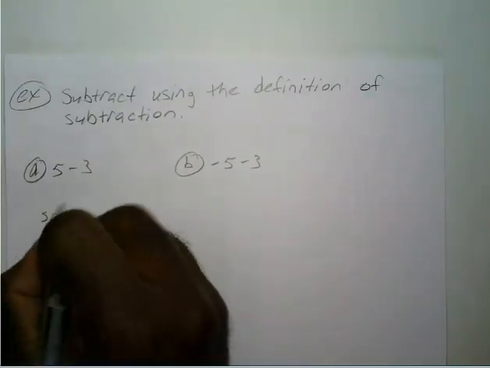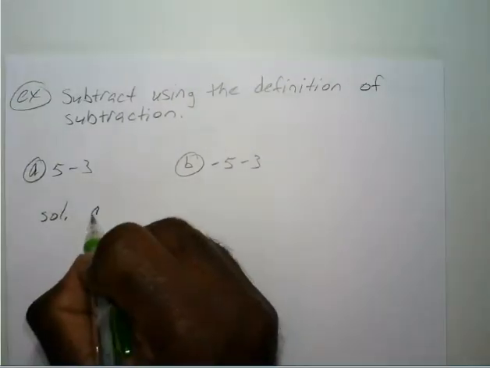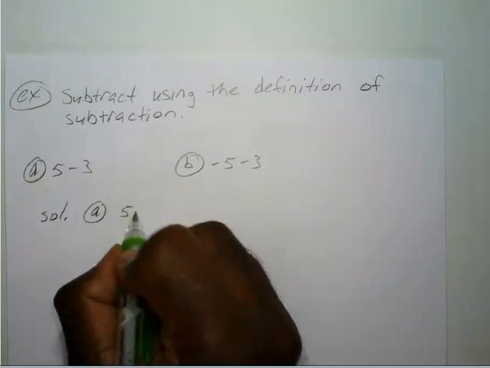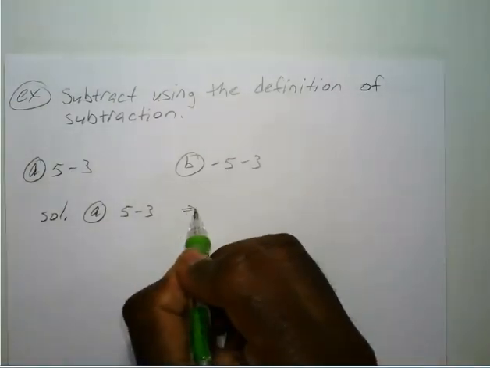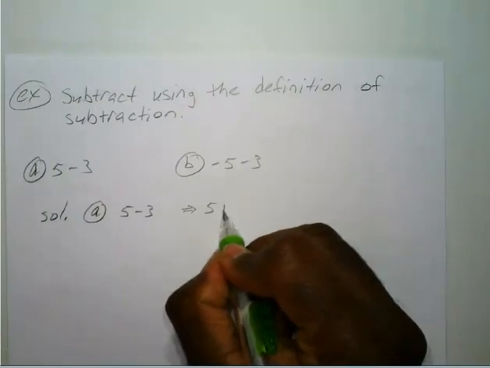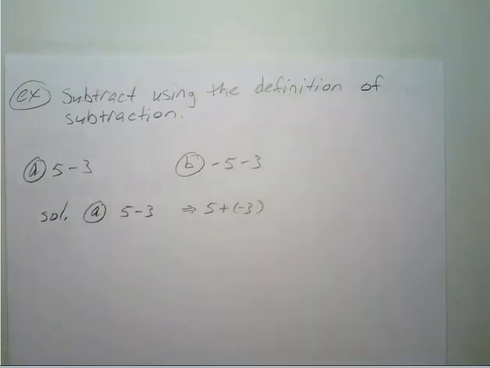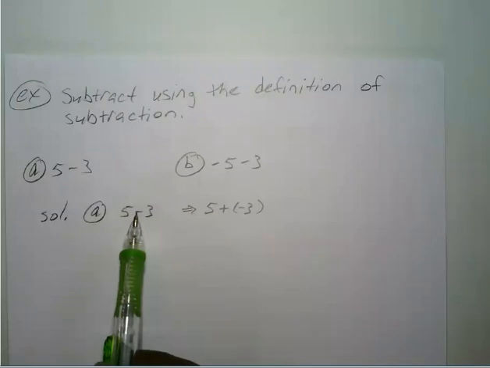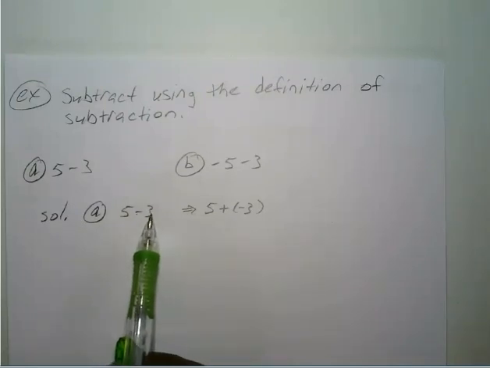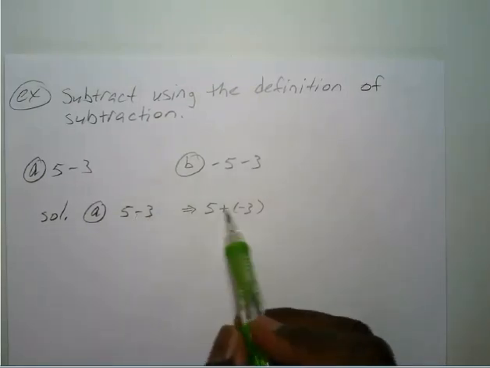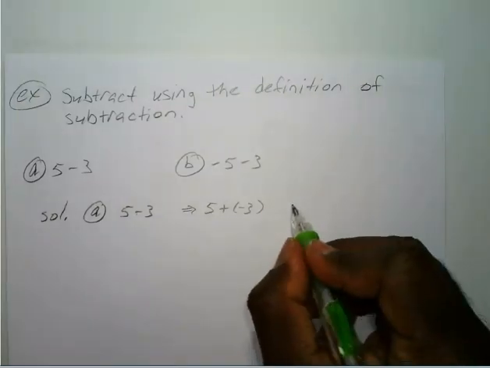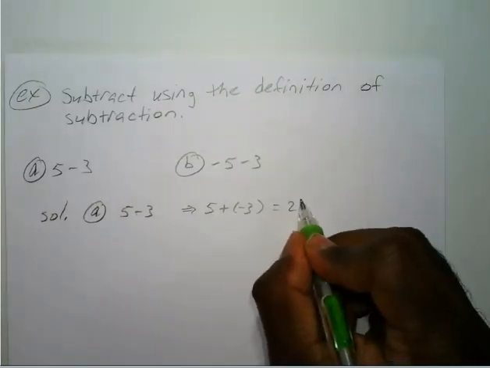Okay, so for this one, using the definition, we have 5 minus 3. Okay, but we're going to rewrite that as 5 plus negative 3. Change the minus to plus, and change the sign of the value on the immediate right. So that becomes plus, this becomes negative. So you have 5 plus negative 3, which ends up being positive 2.